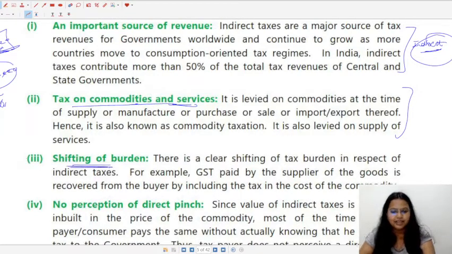Next is shifting of burden. Now we all know how indirect taxes are going to shift the burden.